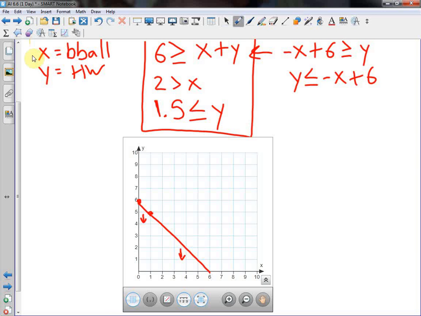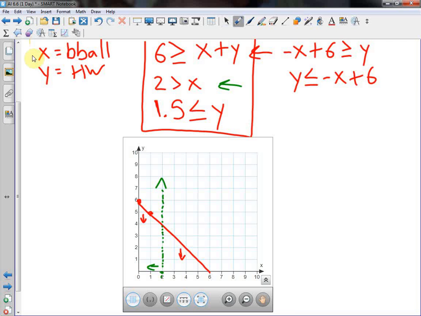I'll do the next one in green. With an x and no y, that's a vertical line. It's going to be a dotted vertical line at x equals 2. So here's x equals 2. There's my dotted vertical line. And x has to be smaller than that, so x has to be this way.